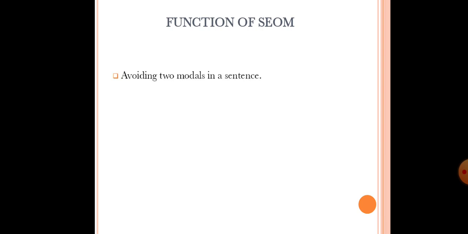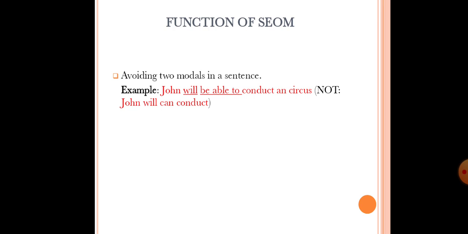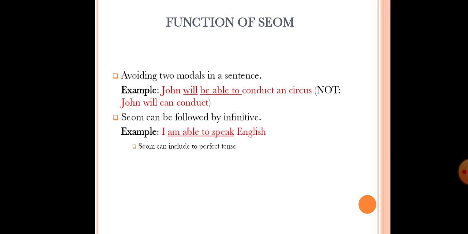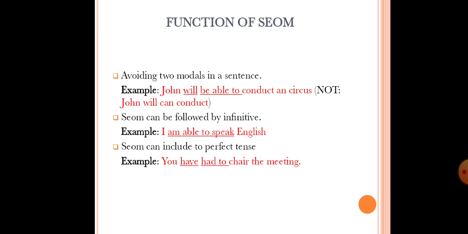And what is the function of similar expression of modal? Number one, avoiding two modals in a sentence. Example: John will be able to conduct a circuit, not John will can conduct. It's absolutely wrong. So you have to use one of them, like John will be able to conduct a circuit. So be able to is the same as can.